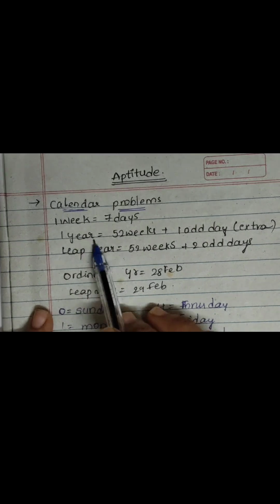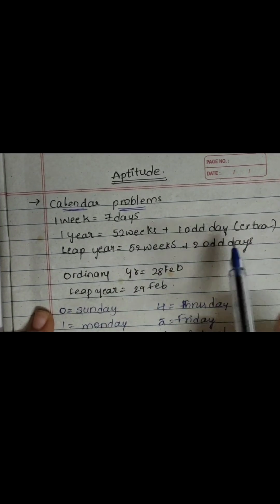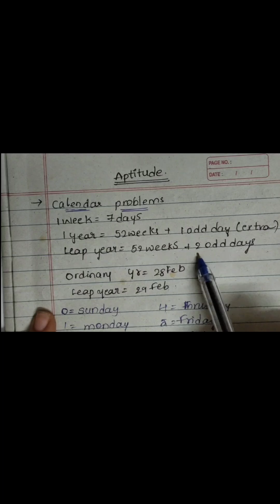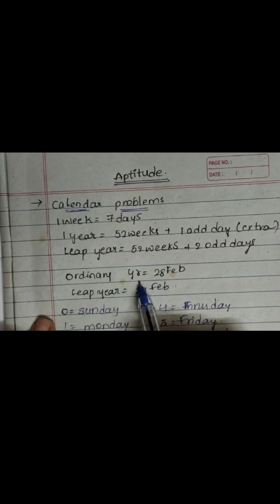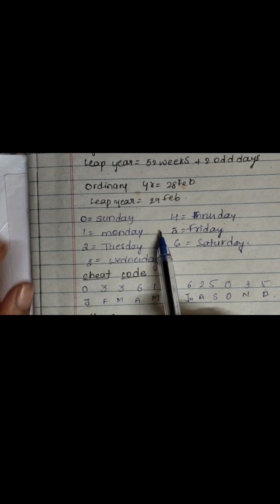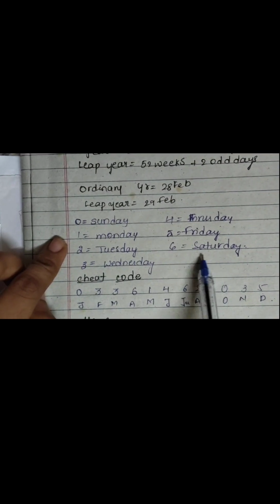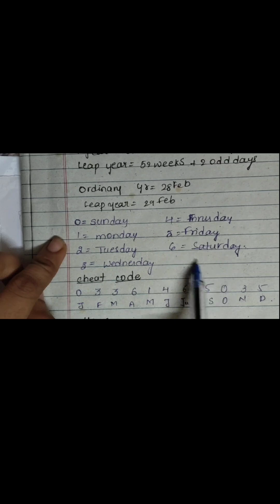We know that 1 year is equal to 52 weeks plus 1 odd day. Leap year: 52 weeks plus 2 odd days. Ordinary year: if they ask which is an ordinary year, then you can write 28 Feb. Leap year, 29 Feb. These are some of the cheat codes for days. 0 for Sunday, 1 Monday, like that, up to 6 for Saturday. These are the codes for the days.